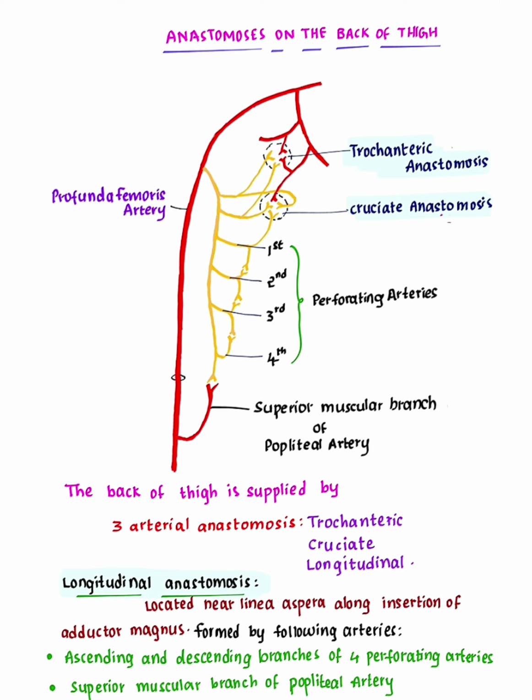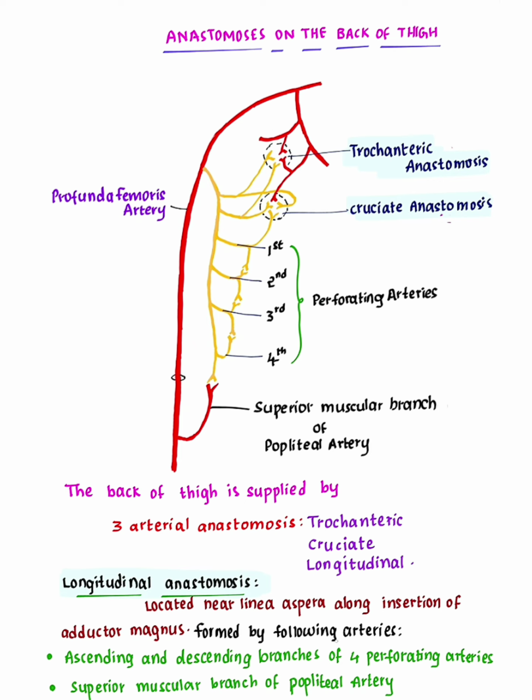Anastomosis on the back of thigh. The back of thigh is supplied by three arterial anastomoses: trochanteric, cruciate, and longitudinal anastomosis. Longitudinal anastomosis is located near linea aspera. It is present along insertion of adductor magnus.